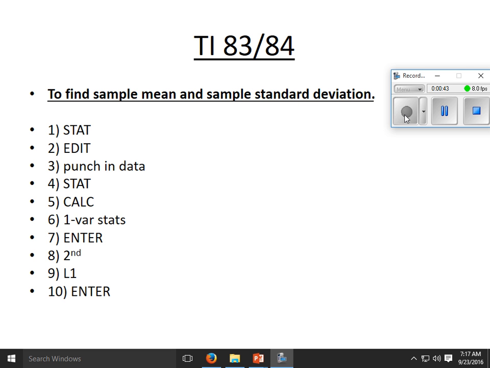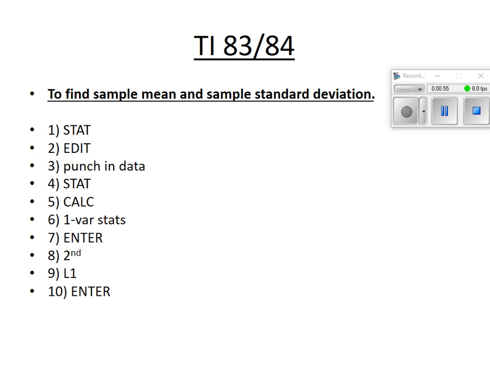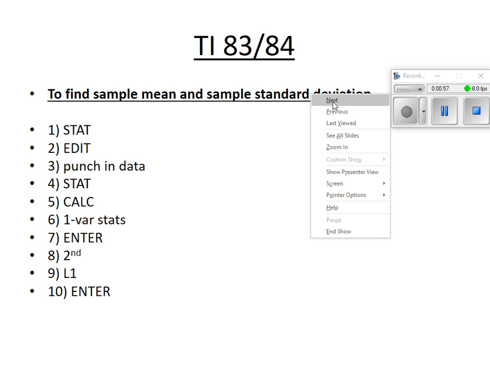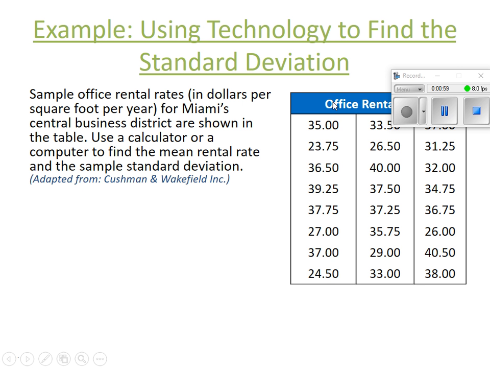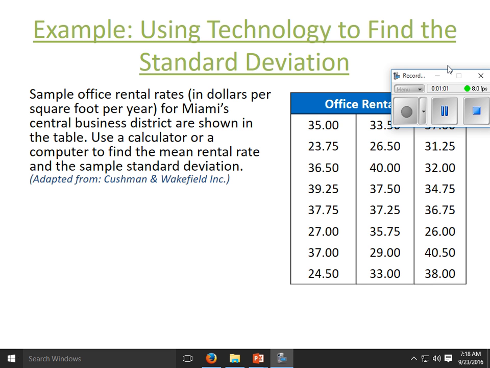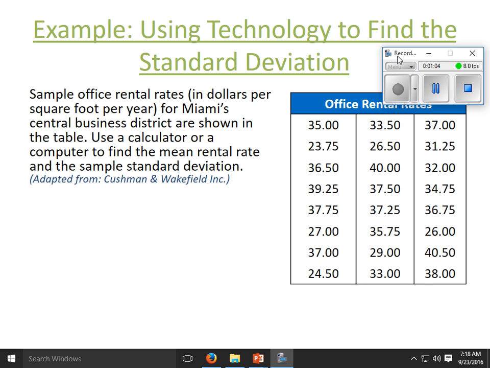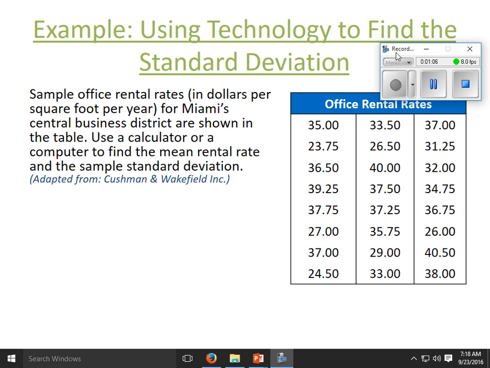Steps for finding mean, standard deviation, variance, all that stuff on your calculator. Punch these into the calculator and we'll find the standard deviation, all that stuff. And you just have to be careful when you're punching in.